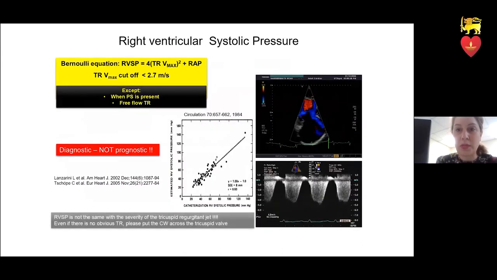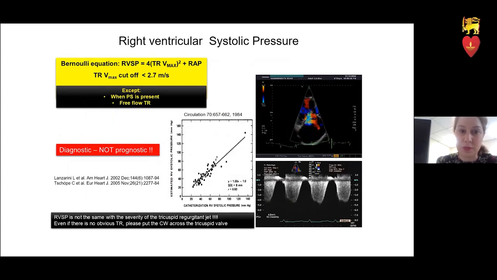The RV systolic pressure, as you know, comes from the Bernoulli equation. This is the first step when someone is learning echo. But remember that when we have free flow tricuspid regurgitation, we cannot apply the Bernoulli equation. Also, when we have pulmonary stenosis and we use the modified Bernoulli equation, we will have to remove the gradient from the pulmonic stenosis.